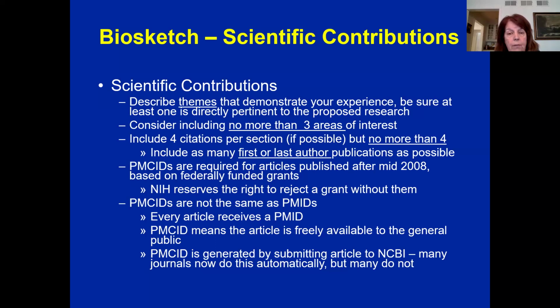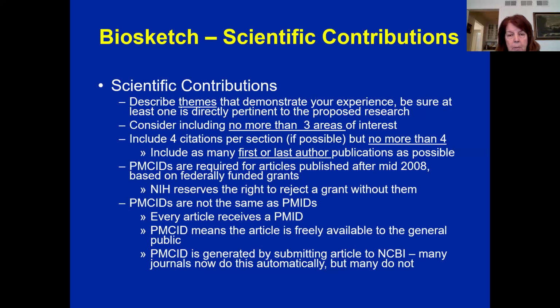You're allowed to have 4 citations per section. If you have more than that, ORA will send it back. And again, you want to have as many articles as possible on which you're either the first or the last author, but of course that might not always be possible, and it may not always be desirable. You might want to emphasize articles that are particularly relevant to the grant, and you're a middle author.